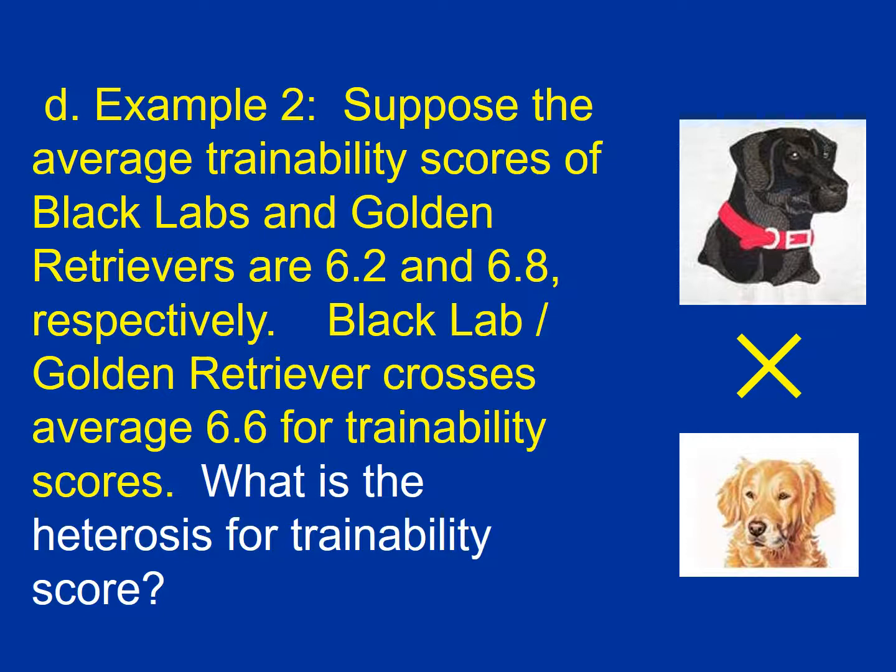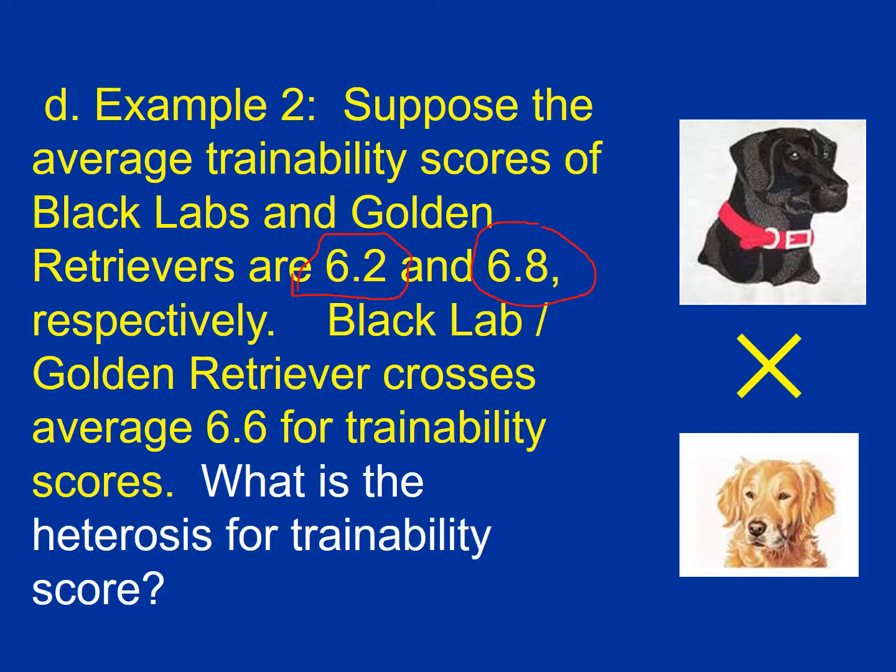So we're going to go through another example, changing species in this case. We've got black labs and golden retrievers, two of the more popular dog breeds, and we've got them on a training regimen. For our black labs, they average 6.2 on a 10-point scale. The golden retriever is 6.8, so at least for the strain of dogs that we have here in our program, the golden retrievers are a little better.